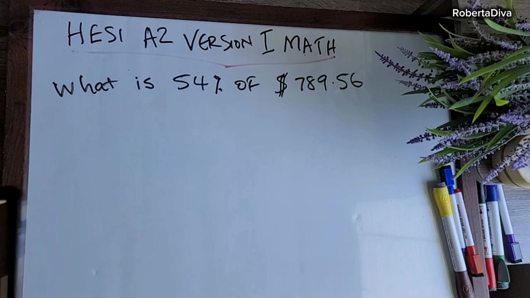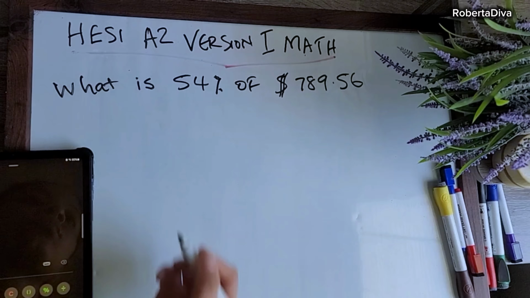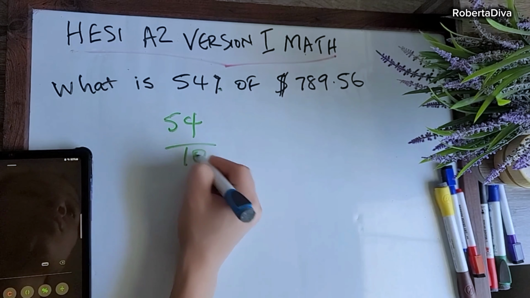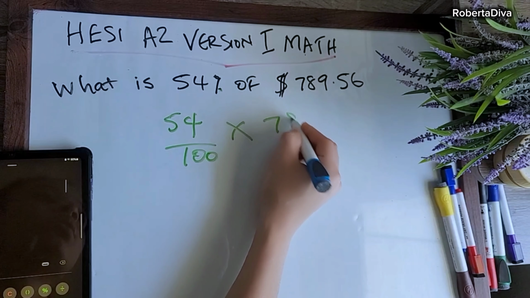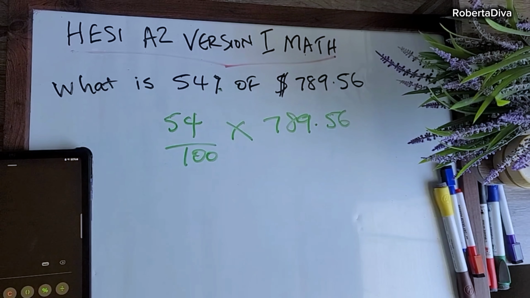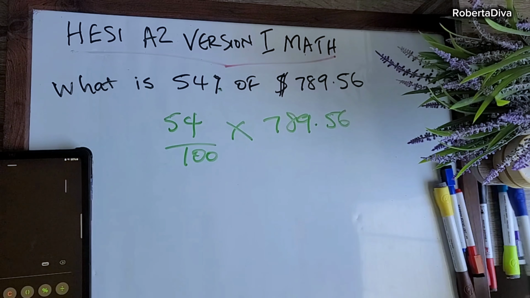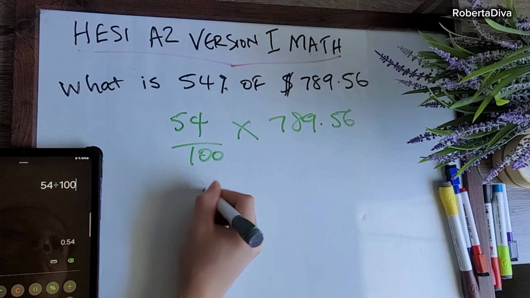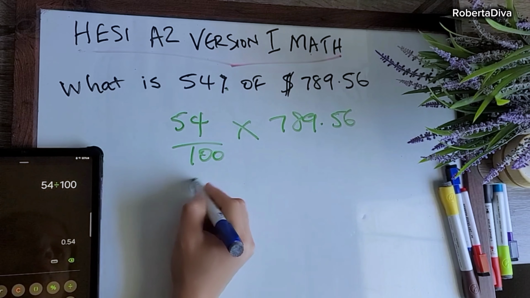54% means 54 over 100, right? You multiply it with the money, $789.56. So first do 54 over 100, which will give you 0.54. Then you multiply that answer you get, that's 0.54 multiplied by 789.56. Oh my gosh, what is wrong with my markers today?